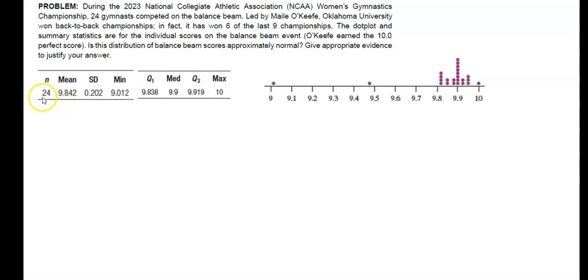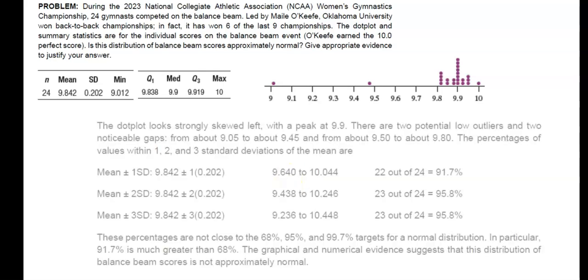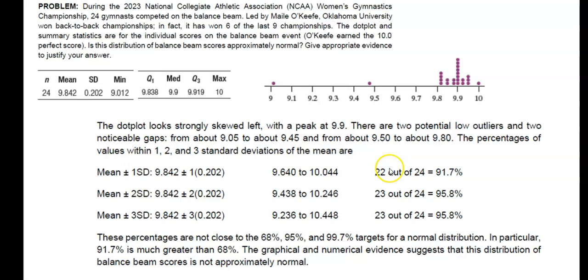So how many gymnasts were there? There were 24. So 22 of the 24. So you would do 22 divided by 24, which is way more than 68%. 91.7%. You could just stop there at that point and say, we were expecting 68%-ish, and we got 91.7%. This is not normal data. It's not even approximately normal. That's your lesson for today.